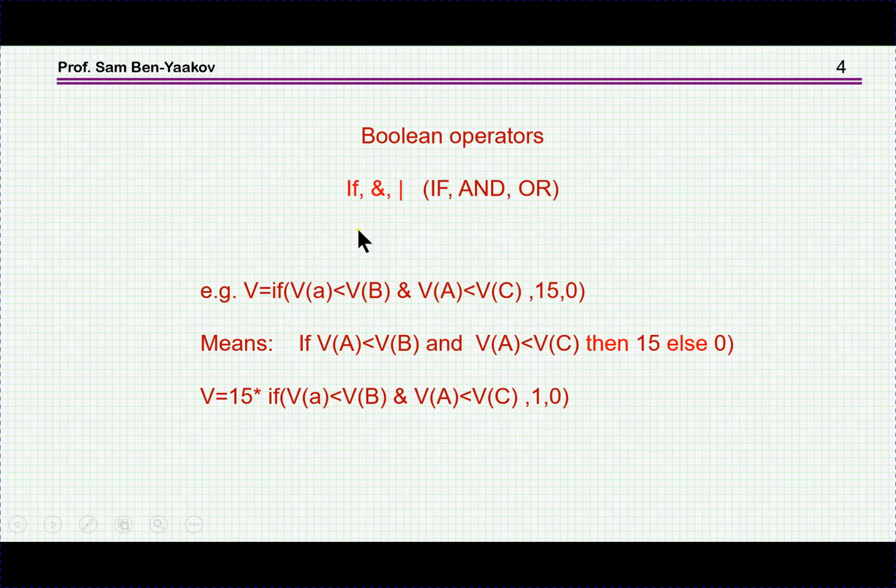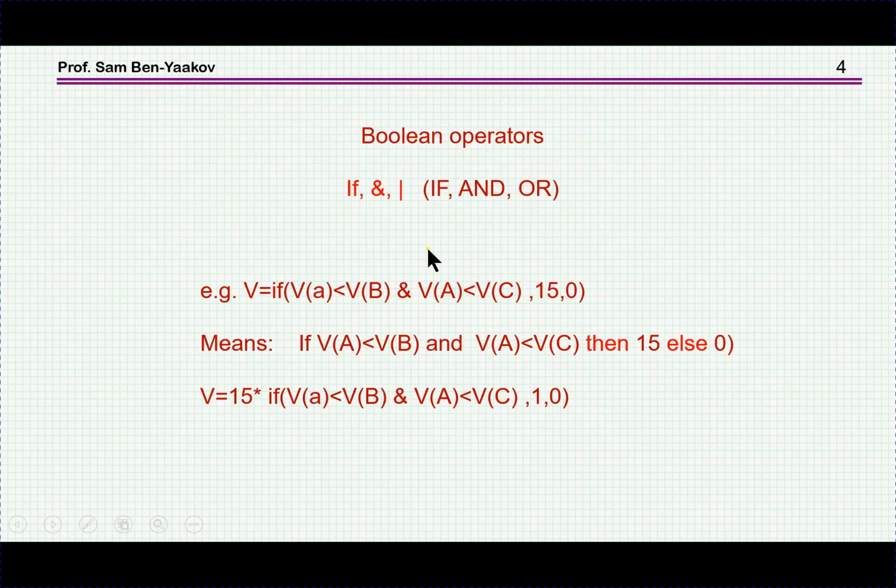Now, the nice thing about these behavioral sources is that they can take not only mathematical expressions, but also logic-based ones, like Boolean operators, like if, and, or, and then you can combine these to have an output, in this case a voltage, which is a function of, say, voltages or currents within the circuit. So this would mean that the output voltage is according to this logical expression, which says that if VA is smaller than VB, that is, A and B are voltages at nodes A and B, and the voltage at node A is smaller than at node C, then the output will be 15, otherwise it'll be 0.